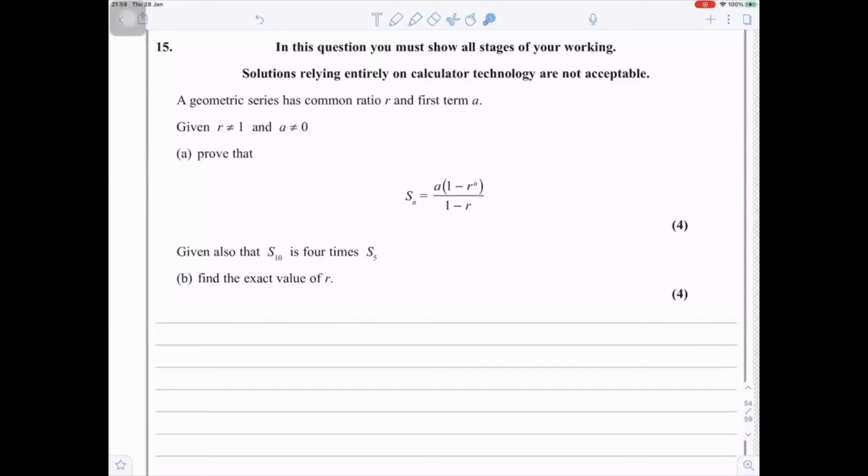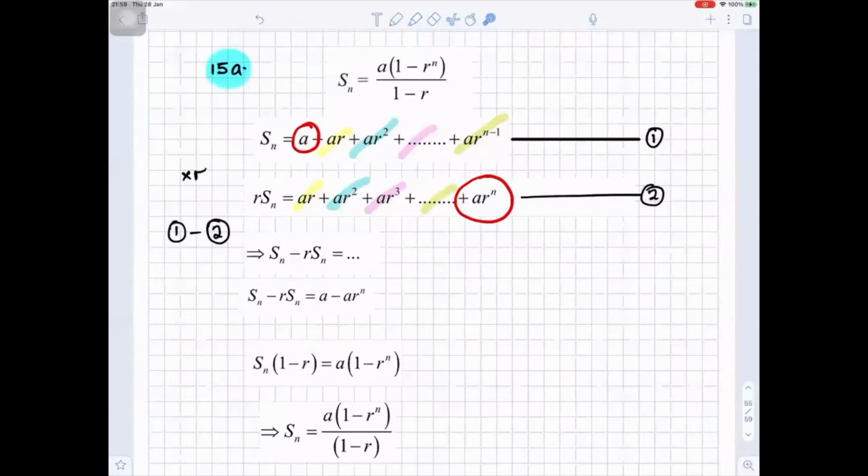Question 15. A geometric series has common ratio r and first term a. Given that r is not equal to 1 and a is not equal to 0, prove that Sn equals a bracket 1 minus r to the n over 1 minus r. So we have the geometric formula. The first term is a, the second term is ar, the third term is ar squared, and the nth term is ar to the n minus 1.